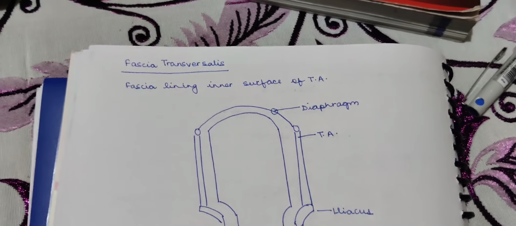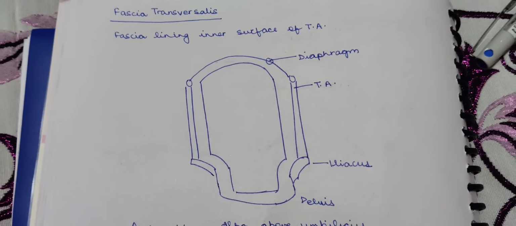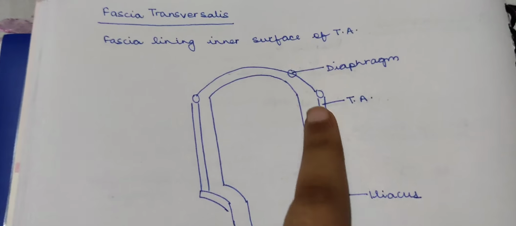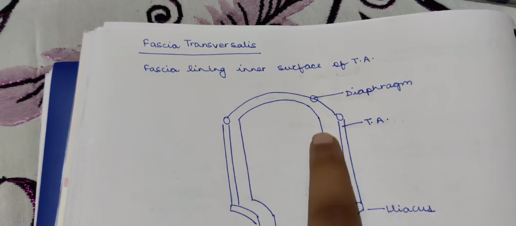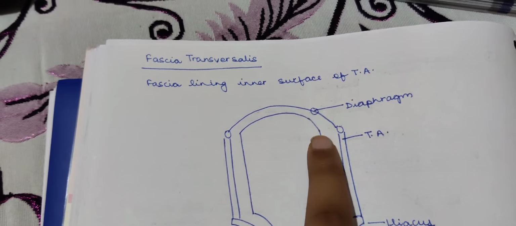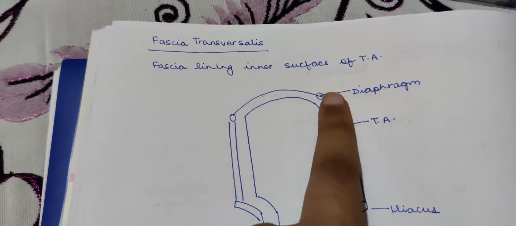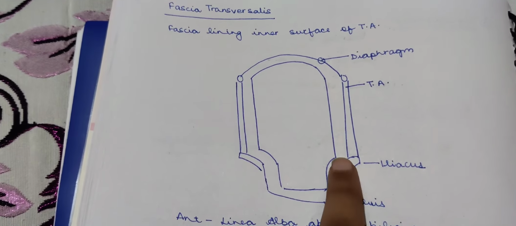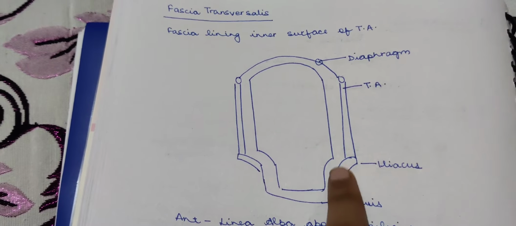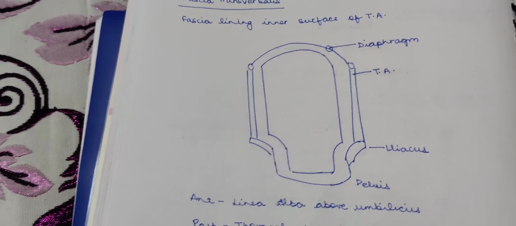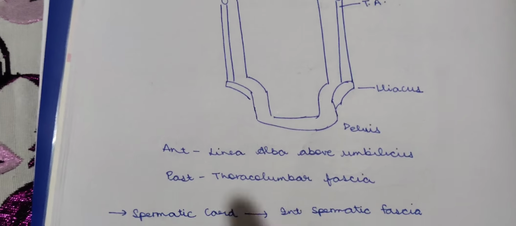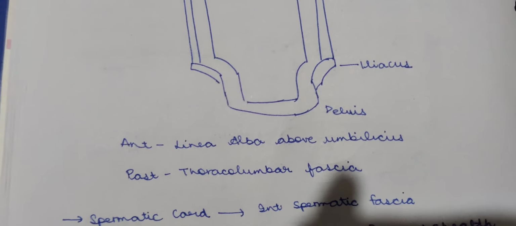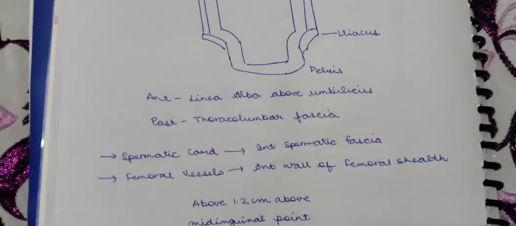Now let's see the fascia transversalis. It is the fascia lining the inner surface of transversus abdominis. So we can see, this is the transversus abdominis and this is the fascia transversalis. There is an upward projection beneath the diaphragm as the diaphragmatic fascia, and below it extends as the iliacus fascia, behind the iliacus, and the pelvic fascia in the pelvis. Its anterior attachment is the linea alba above the umbilicus, and the posterior attachment is the thoracolumbar fascia.